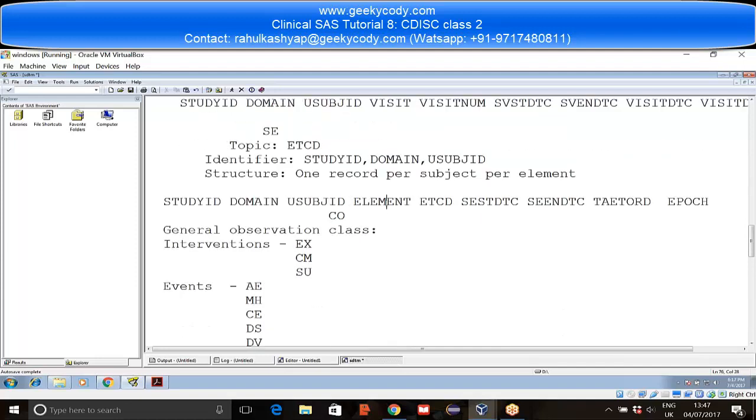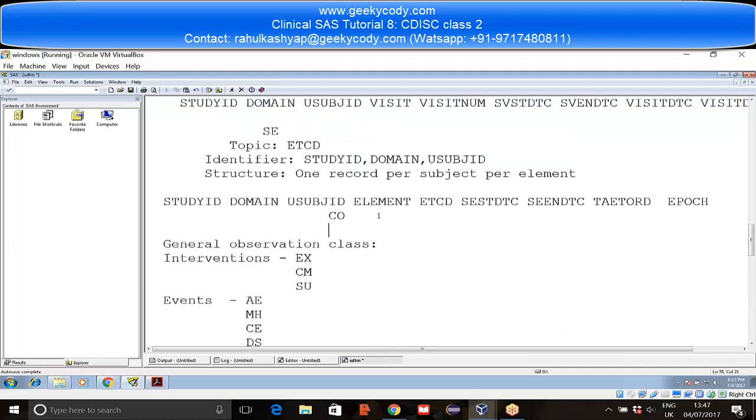Next one is comments. Here we'll have STUDYID, DOMAIN, and USUBJID as common variables, and also here we'll have RDOMAIN, then IDVAR, IDVARVAL, COMMENT reference, and COVAL1, COVAL2, like this. I'll tell you what that is.